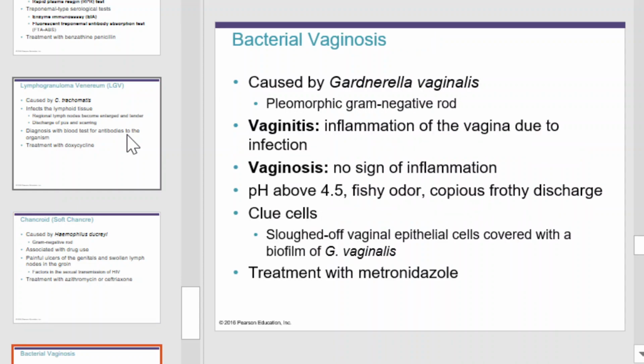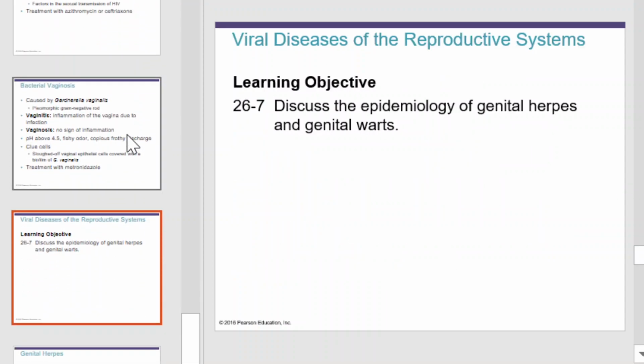Bacterial vaginosis is caused by Gardnerella. This is a pleomorphic gram-negative rod. In vaginitis, you have inflammation of the vagina due to the infection. Vaginosis is where you have no sign of inflammation. This typically causes a pH above 4.5 and a fishy odor from the vagina. Accompanying this is a copious, frothy discharge. Clue cells can be sloughed off the vaginal epithelial lining and covered with a biofilm of Gardnerella. It's treated with metronidazole. Viral diseases of the reproductive system.